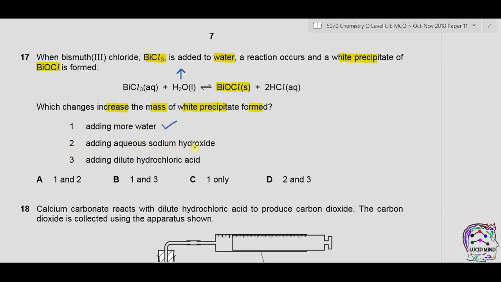2. Adding aqueous sodium hydroxide. Now, as sodium hydroxide is an alkali, it will react with HCl and the HCl concentration will be reduced. So, as the concentration of product is reduced in an equilibrium, the reaction will move in the forward direction in order to undo that change. So, more white precipitate will be formed. This is also true. 3. Adding dilute hydrochloric acid. Now, hydrochloric acid is the product. If we add more HCl, the concentration of product will increase. So, the equilibrium will move in the backward direction. So, therefore, 3 is wrong. Correct answer is A.